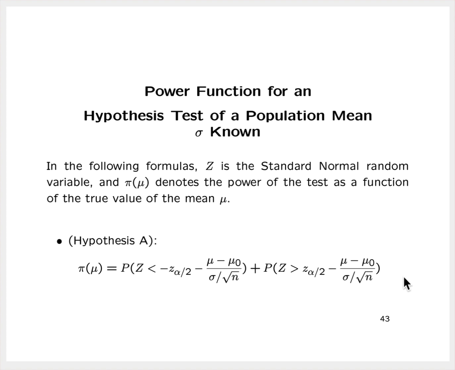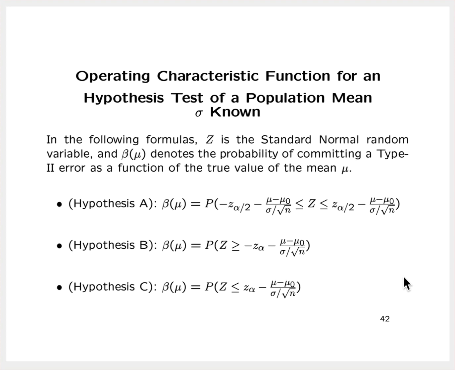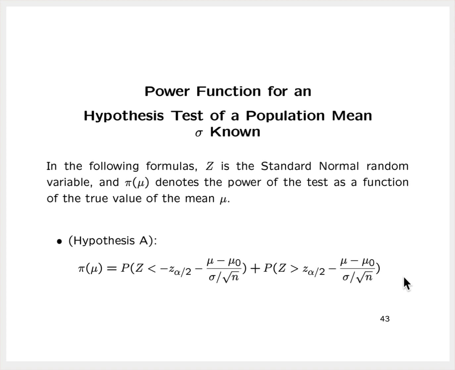And we can also come up with formulas for the power function, either directly by looking at the definition of power, or we can use the fact that power plus beta is equal to 1, and so therefore power is equal to 1 minus beta. And we could then use these formulas along with the complement rule and come up with formulas for the power function. So we have the formulas for the power function on slides 43 and 44.